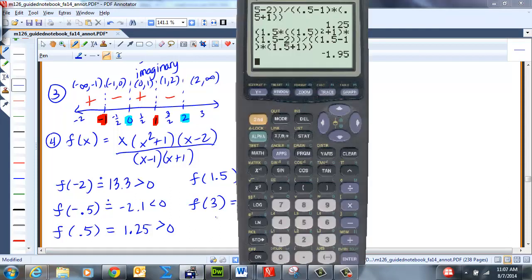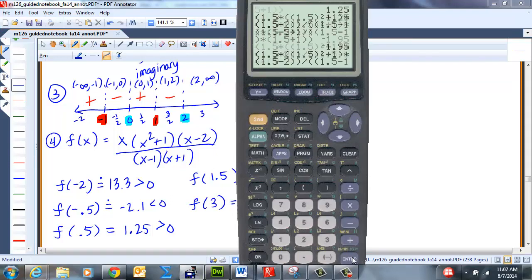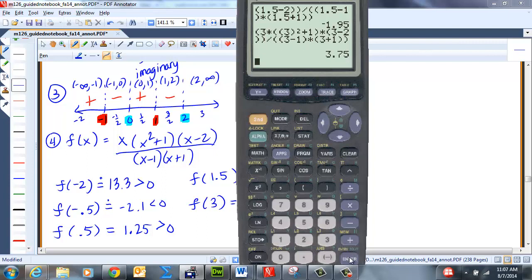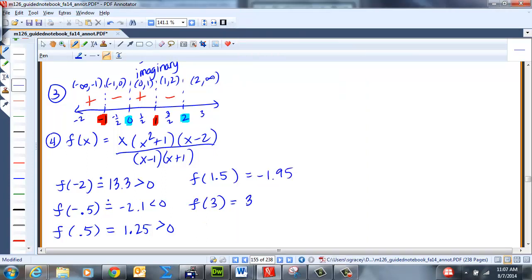And now doing f at 3 will be our last one. Entering this, we get 3.75, which is greater than 0. That one was less than 0.